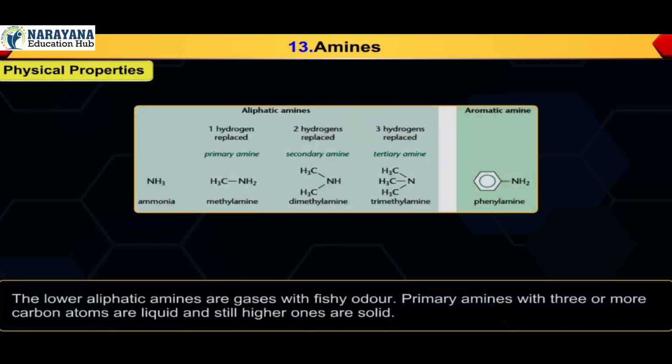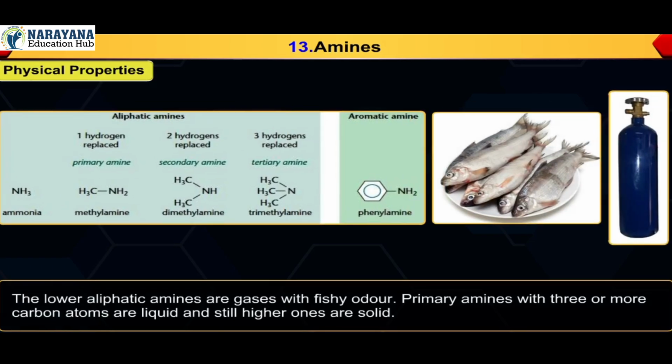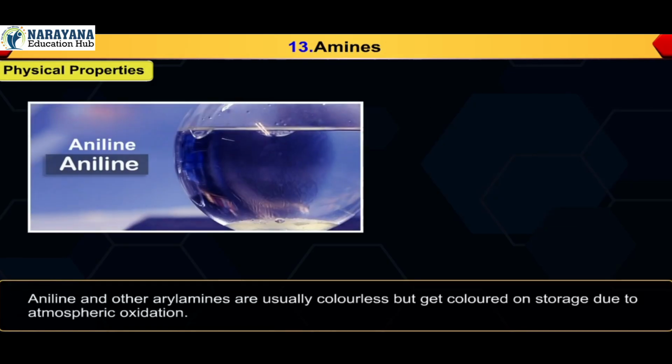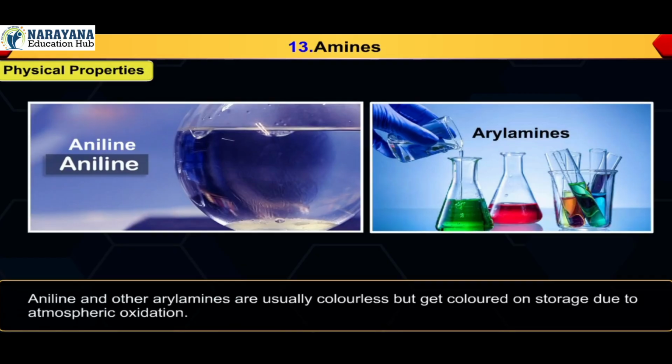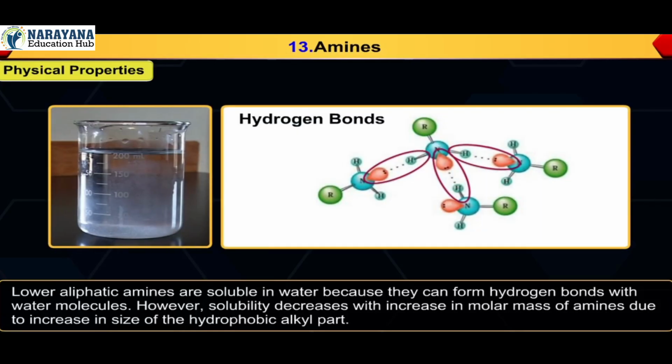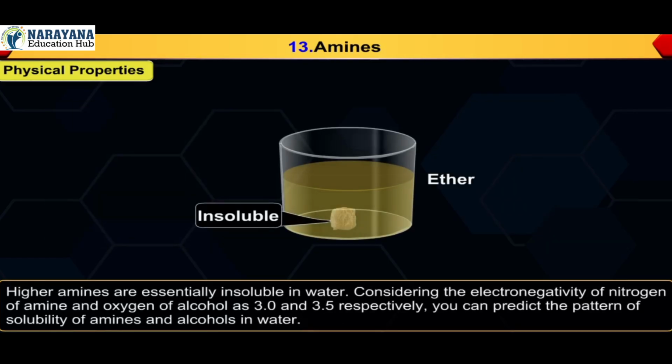Physical properties. The lower aliphatic amines are gases with fishy odor. Primary amines with 3 or more carbon atoms are liquid and still higher ones are solid. Aniline and other aryl amines are usually colorless but get colored on storage due to atmospheric oxidation. Lower aliphatic amines are soluble in water because they can form hydrogen bonds with water molecules. However, solubility decreases with increase in molar mass of amines due to increase in size of the hydrophobic alkyl part. Higher amines are essentially insoluble in water.